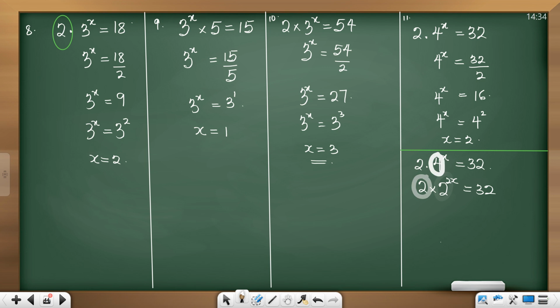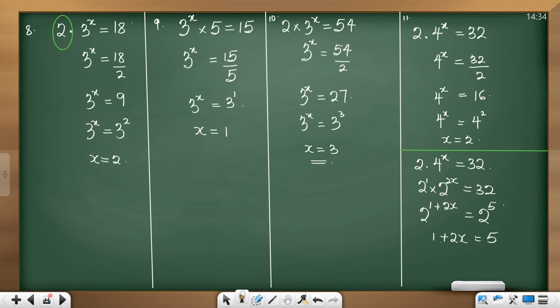Now, do you notice that this is 2 to the power 1? And since they have the same base, I can actually add. Keep the base and add. And 32 is 2 to the power 5. Interesting maths. So what do I have? 1 plus 2x, since they already have the same base.